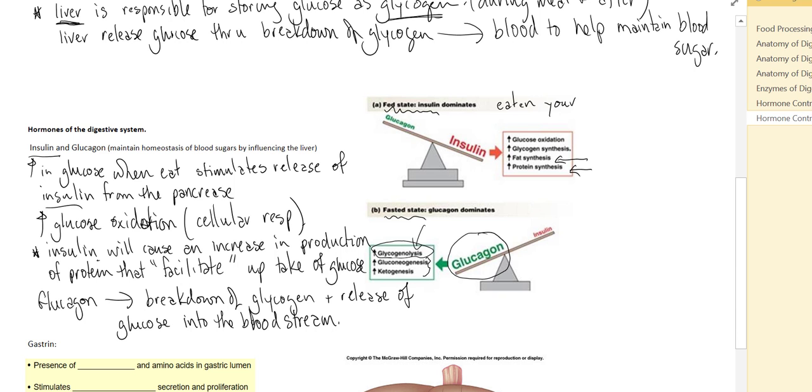So rather than synthesizing and building up fat molecules and protein molecules, the opposite, gluconeogenesis, is the conversion of proteins and fats. I'm going to rewrite this here so it's more clear, but gluconeogenesis is the conversion of non-carbohydrate molecules, fats, proteins, into sugars.